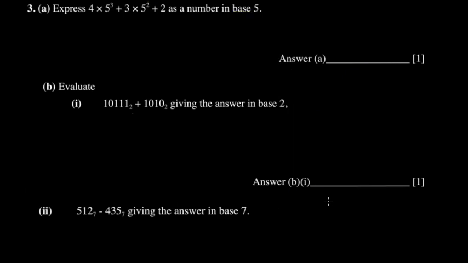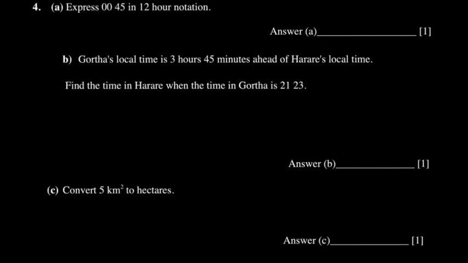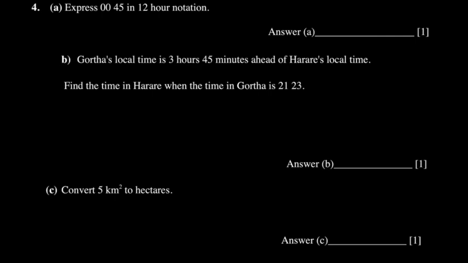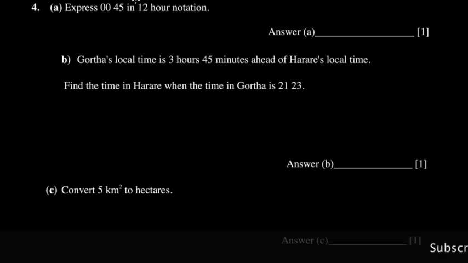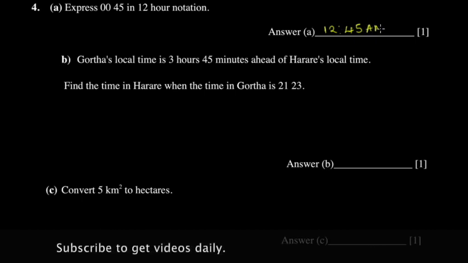Let's quickly move to the next question. It says express 0045 in 12-hour notation. Okay, 0045, it's 12:45. But with the 12-hour notation, you have to clarify, is it PM or is it AM? Okay, 00 means the day is just starting. So the day starts in the morning, midnight. So it would be AM. So that's it.